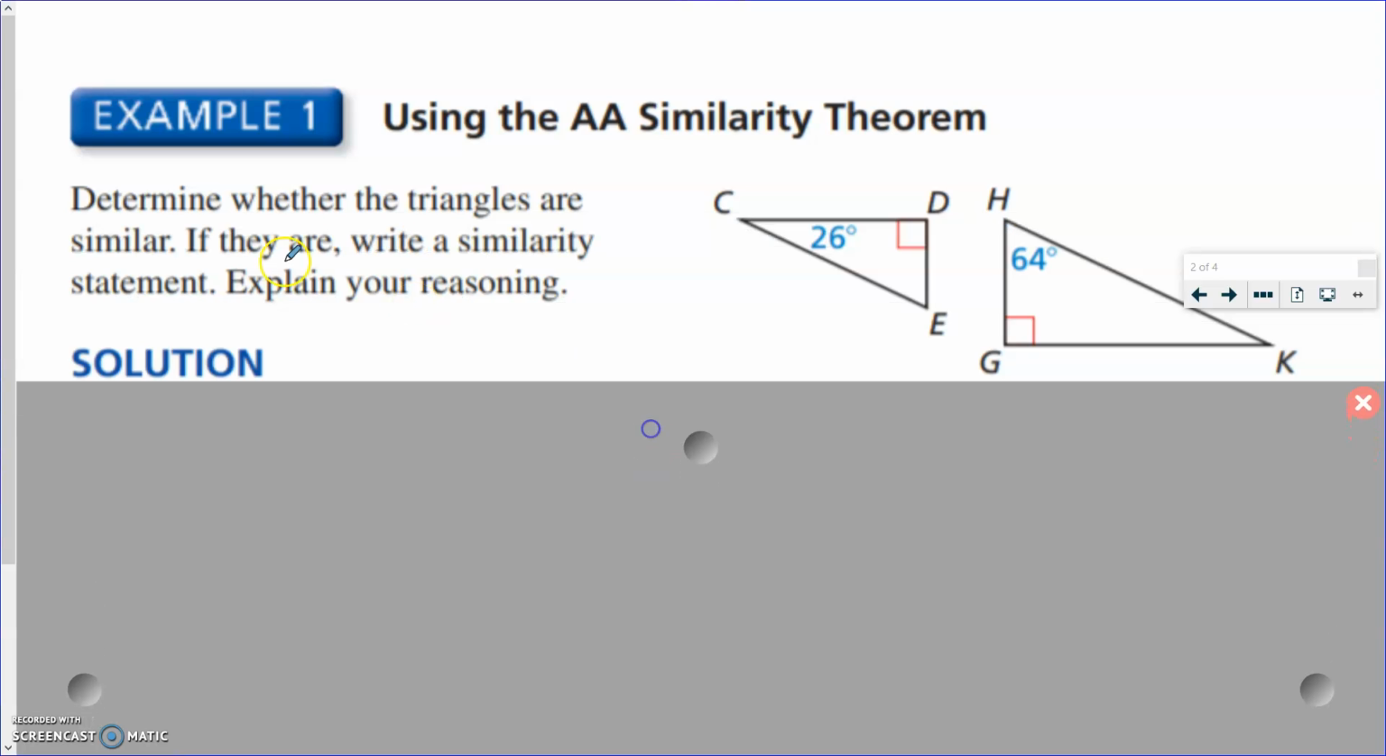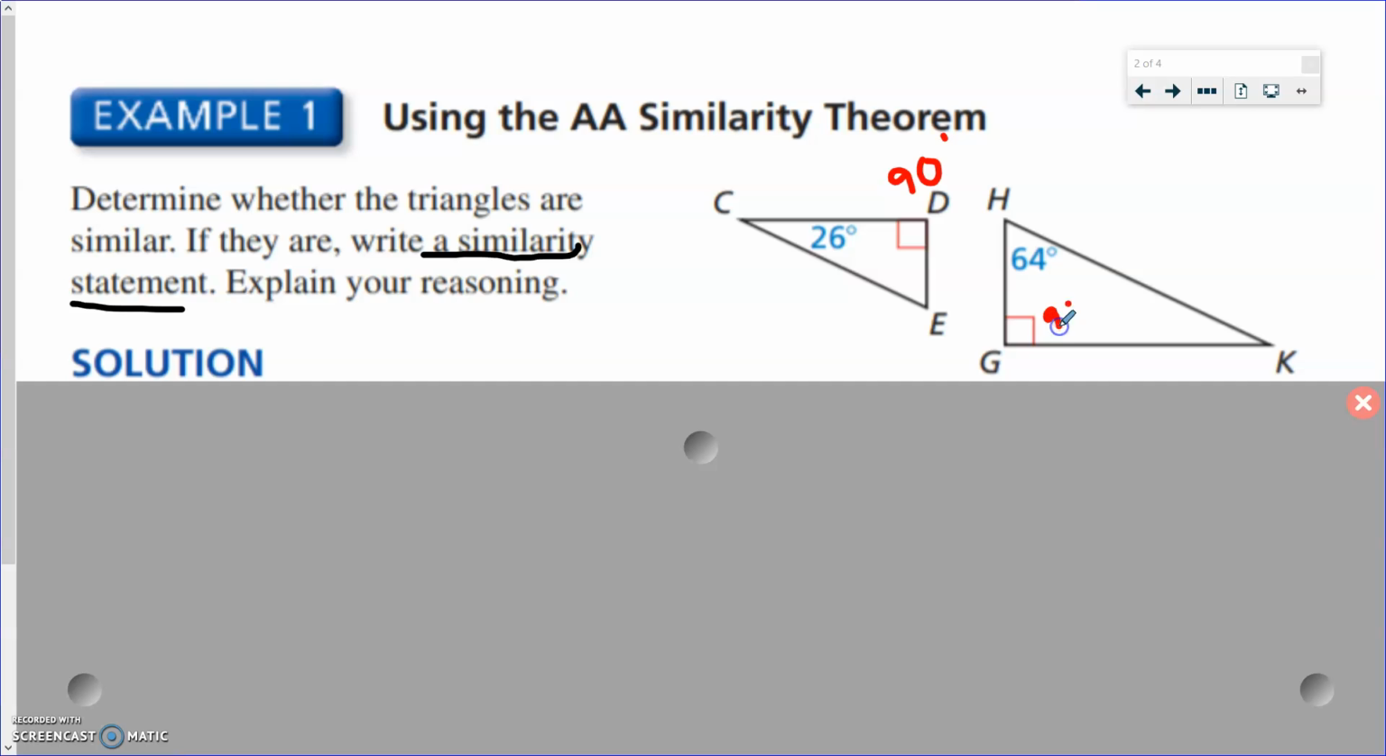So we want to determine whether the triangles are similar. If they are, write a similarity statement. This is kind of important. We need to know how to write this statement, the similarity statement, and then explain your reasoning. So we have triangle CDE and triangle HGK. This red box indicates that the angle value is 90 degrees.